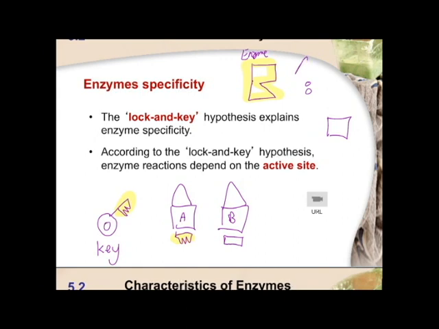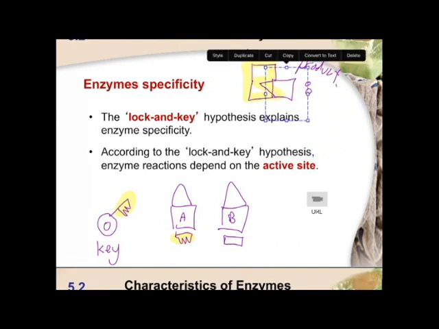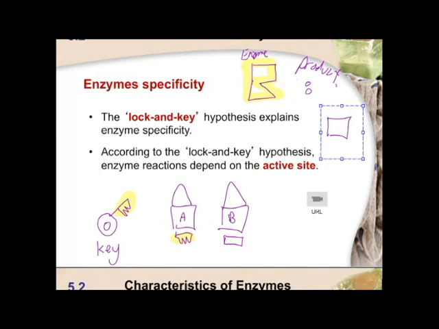But if you look at this substrate, it is not able to fit into the active site. And if it's not able to fit into the active site, it cannot catalyze. The enzyme will not be able to catalyze the reaction, and therefore it will not react at all. Okay, so that's what they meant by a lock and key hypothesis.